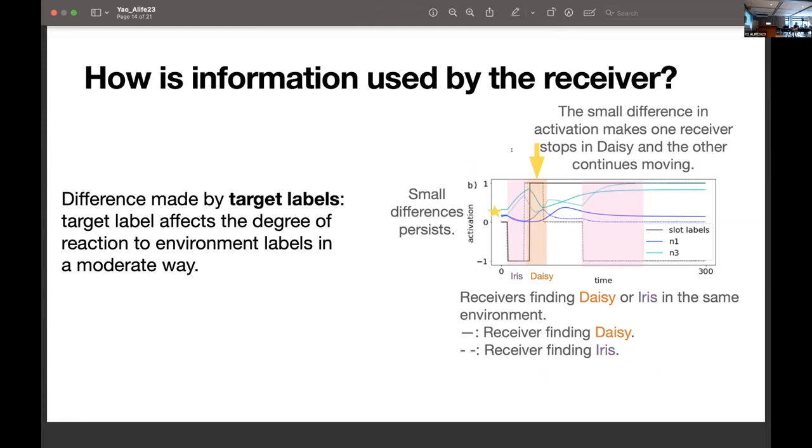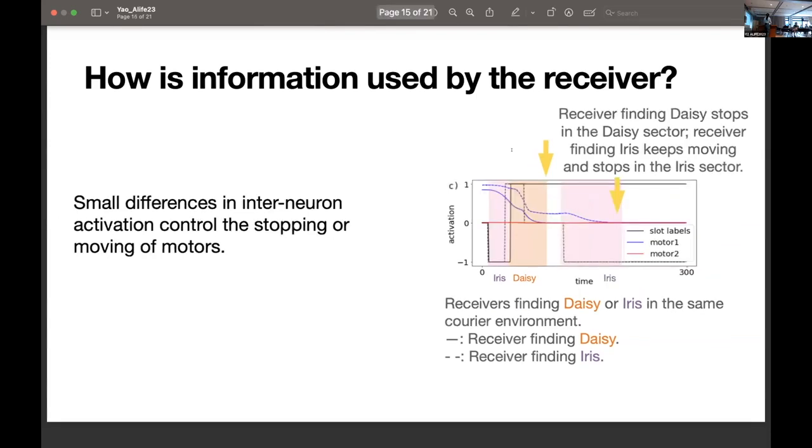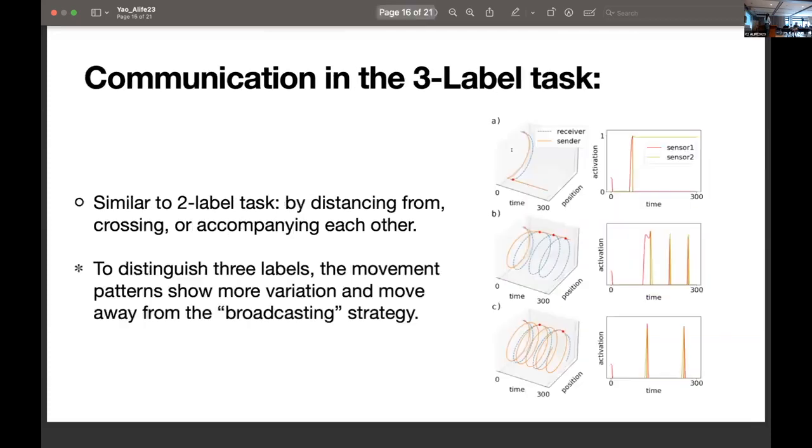You see that the small difference is persisting over time, so it makes, again, a small difference in their motor system. One receiver goes into Daisy and stays there, and the other continues moving to go into Iris. This is how the motor systems are working. Like the solid line here comes to a stop in the Daisy section, and the dashed line continues moving into the Iris section. This reaction is very small, but it's sufficient. But we will see something different in the three-label task.